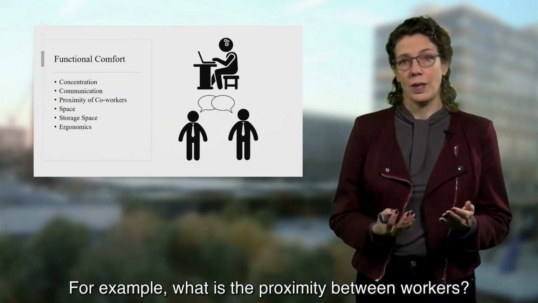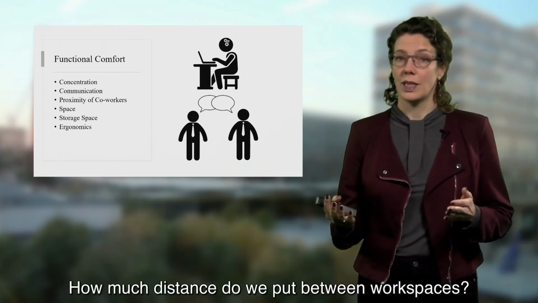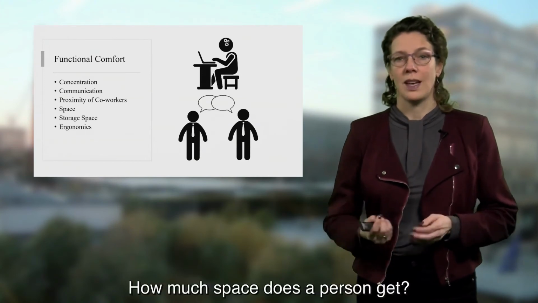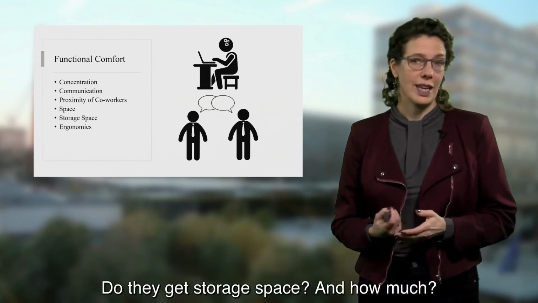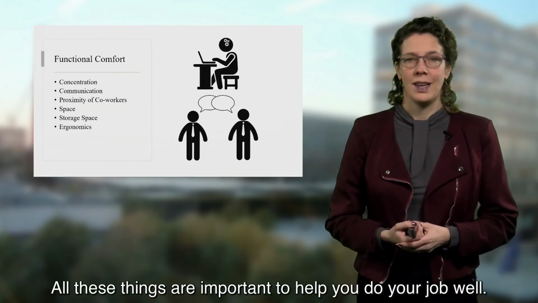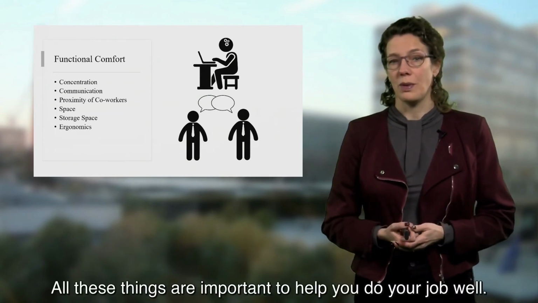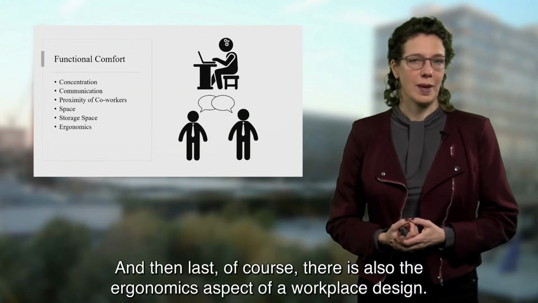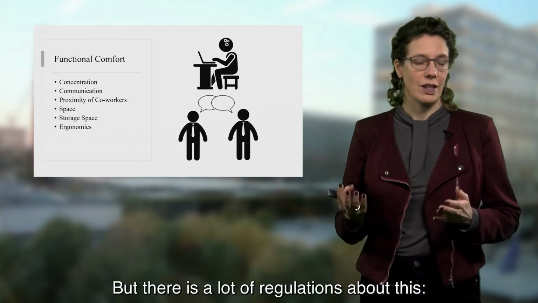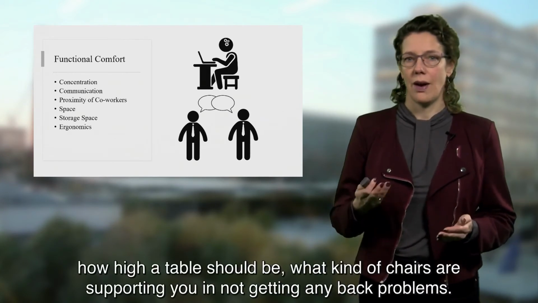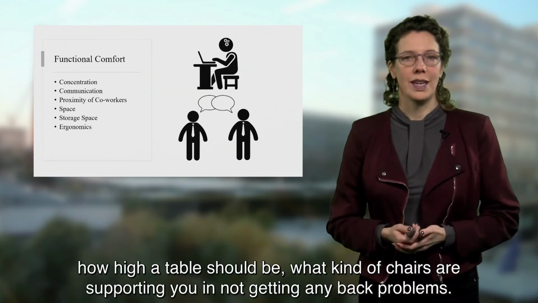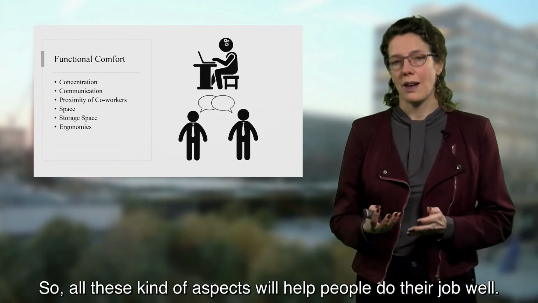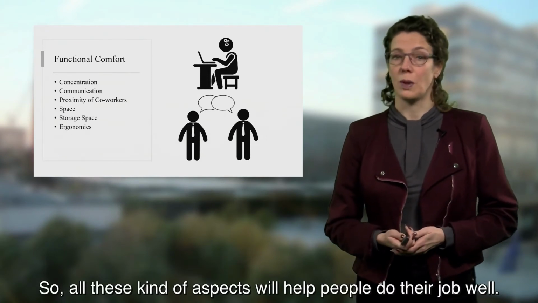For example, what's the proximity between workers? How much distance do we put between workspaces? How large do we make rooms? How much space does a person get? Do they get storage space and how much? All these things are important to help you do your job well. And then last, of course, there is also the ergonomics aspect of a workplace design. But there are a lot of regulations about this: how high your table should be, what kind of chairs support you in not getting any back problems. So all these aspects will help people do their job well.